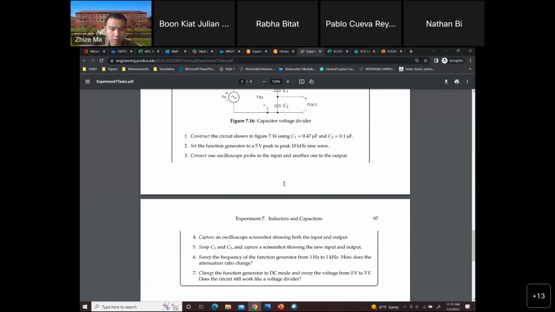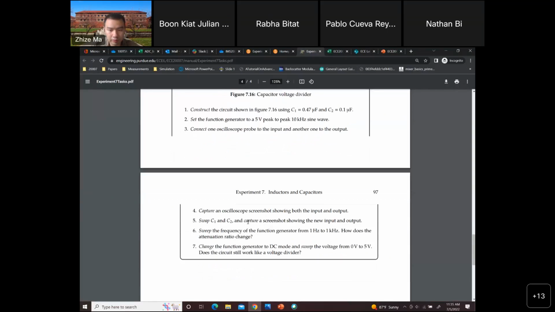Then in step number 4, you take a screenshot of the input and output. Make sure you include the measurement of the input and output. At least include the VPP or the amplitude. And then you just follow the instruction here, step number 6.